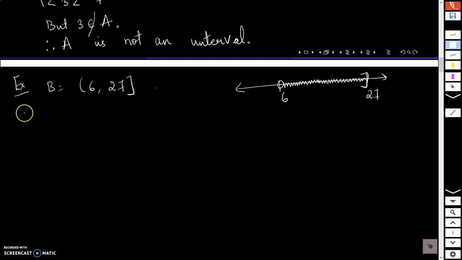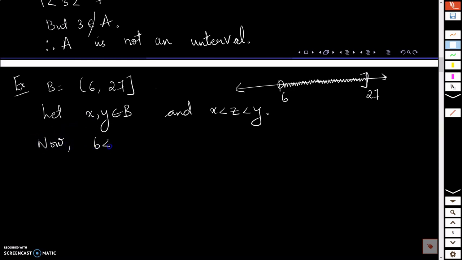So if you want to show that this is an interval, how will you go about this? Let's pick up 2 points, x and y in B, and a point z which lies between x and y. Now because x and y are there in this, 6 will be strictly less than x, and that will be less than or equal to 27. And similarly, the same thing is going to happen for y, because both of them are there in the set B. So this also I have.